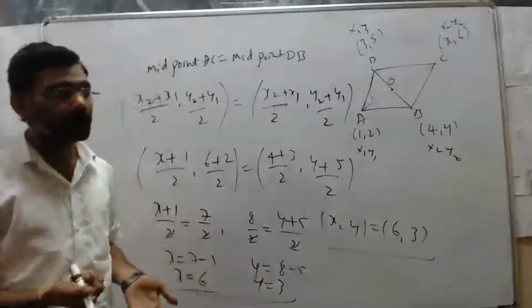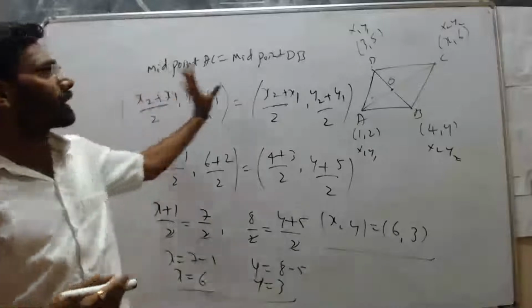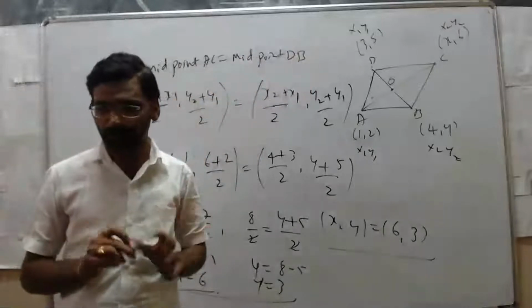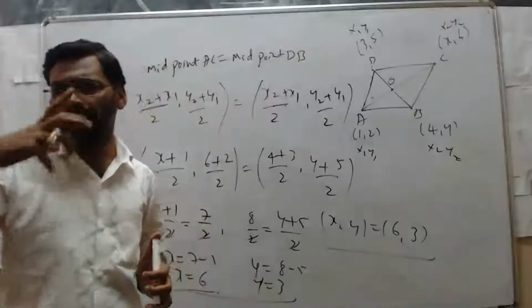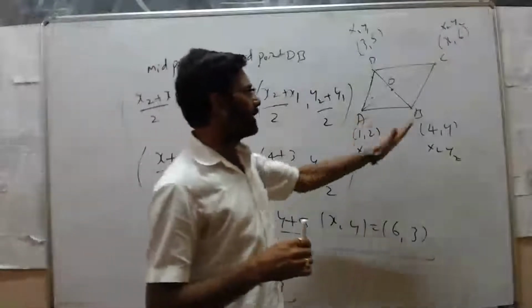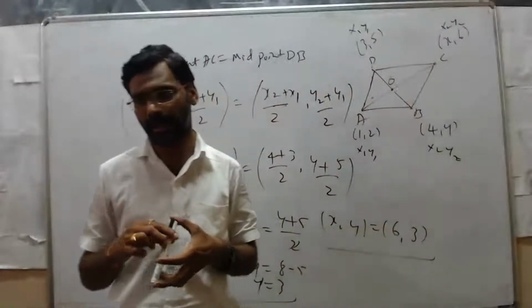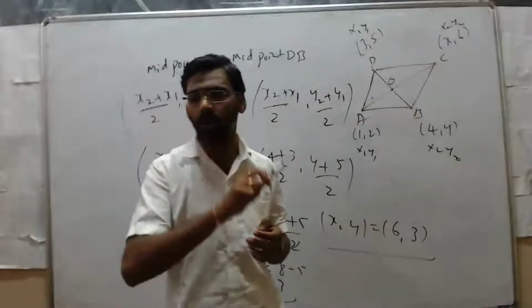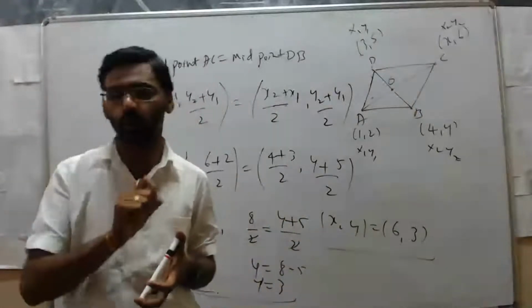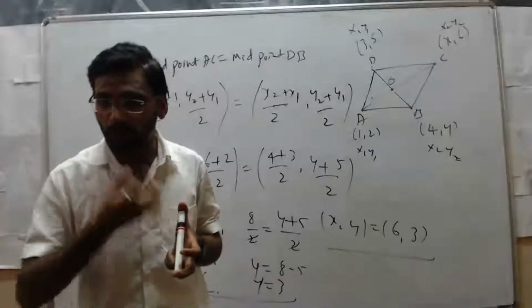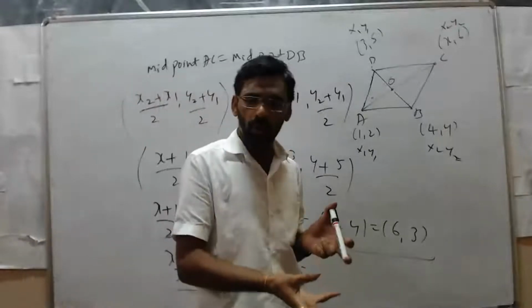Sir, on what basis? Here all four vertices belong to a parallelogram, then we have to find the value of x and y. Considering A, B, C, D, AC becomes a diagonal and DB becomes a diagonal. Both diagonals will intersect at one common point, which is considered as O. It means the midpoint of AC is O.